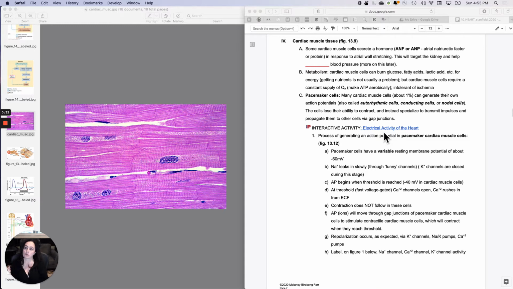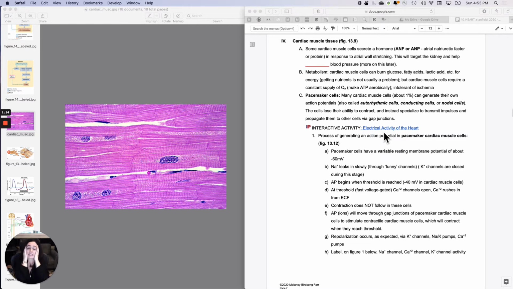Cardiac muscle cells do secrete a hormone. Some cardiac muscle cells do. And I know you want to know another hormone. This hormone is called ANF or sometimes ANP. And that stands for atrial, which is where it's primarily released from, natriuretic, listen to that because it kind of gives you an inkling about what it might do, factor, or atrial natriuretic peptide. It is released in response to atrial wall stretching. So if your atrial walls are continually getting stretched, this is going to be released. And it targets the kidney.